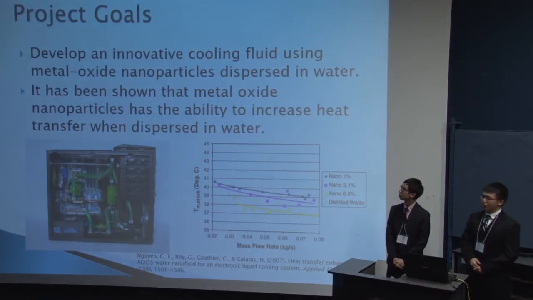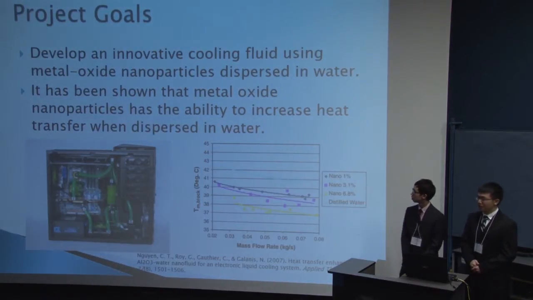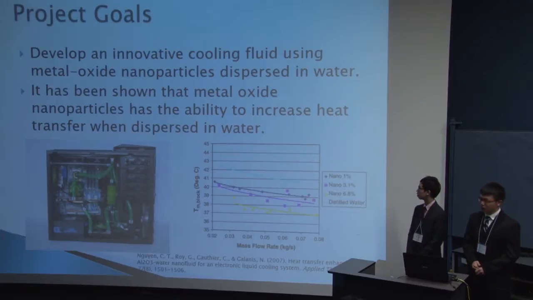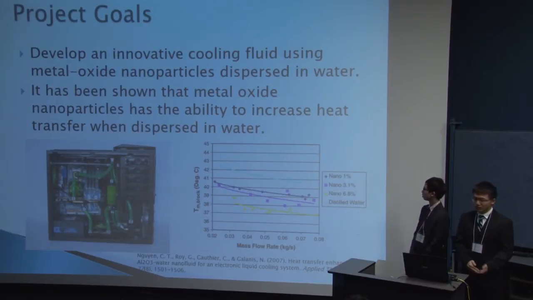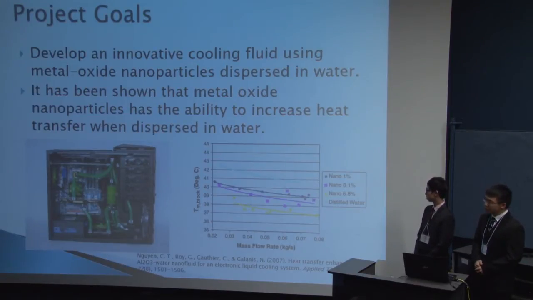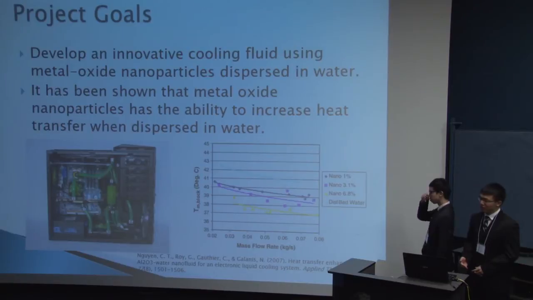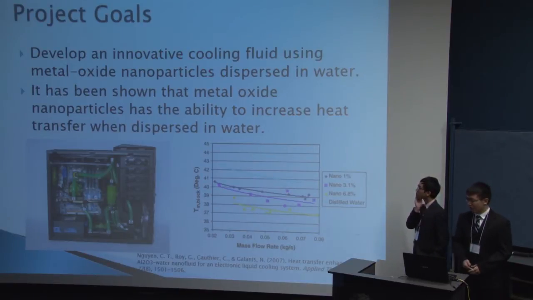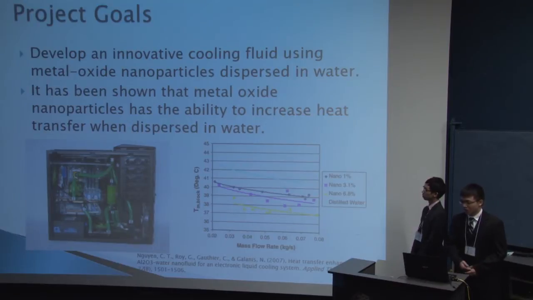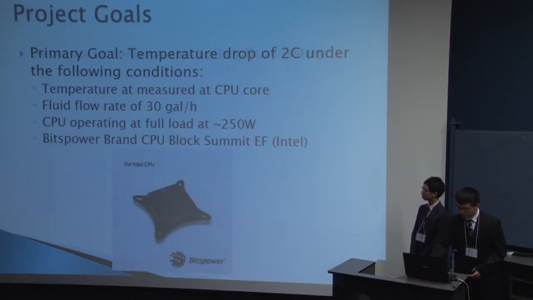So our group is trying to develop an innovative cooling fluid using metal oxide nanoparticles, specifically aluminum oxide, dispersed in water. It's been shown that nanoparticles improve the thermal conductivity of the fluid when dispersed in water. On the left, we have a typical fluid cooling system using water. And on the right, we have a graph showing the effectiveness of nanofluids used as a coolant.